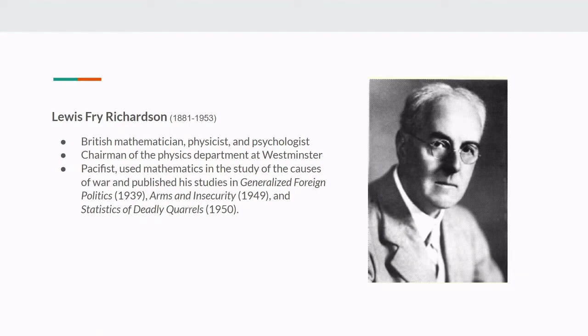For this specific article, he based his investigation on the work of Louis Fry Richardson. He was a British mathematician, physicist, and psychologist. He was chairman of the physics department at Westminster. He was known in the scientific community for being a pacifist, and he used mathematics in the study of the causes of war and published his studies in generalized foreign politics, arms and insecurity, and statistics of deadly quarrels.